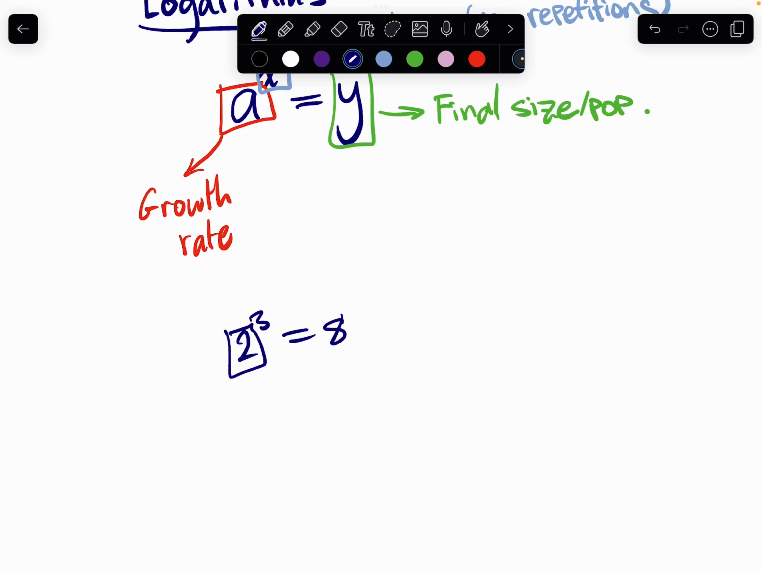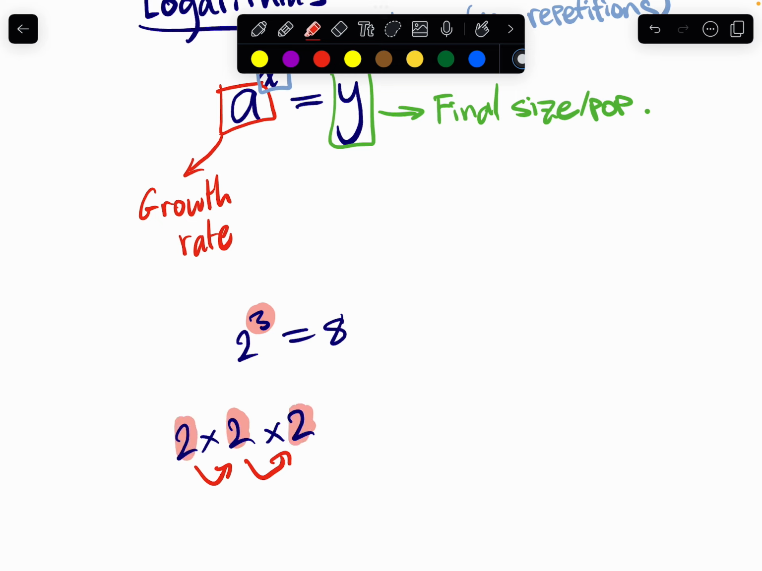Alright, now to see that in practice, let's say you have 2 to the 3 equals 8. 2 means you double in size every repetition, right? Because it's 2 times 2 times 2. So this is getting twice as large and then twice as large again. 3 is the number of repetitions, right? We've got 1, 2, 3 repetitions. And 8 is what you finally end up with at the end of it, your size or your population.